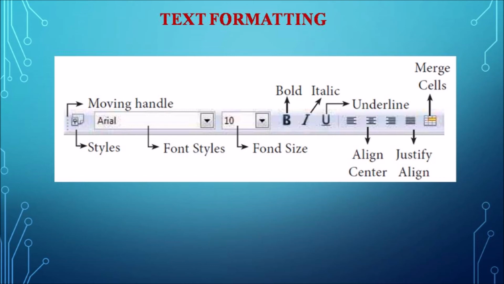And next one is the underline option. Underline means you can click on the text, and when you click on underline, the selected text will be underlined. Various underline styles are also available: a single underline, double underline, dotted underline. So like that, various underline options are also available.